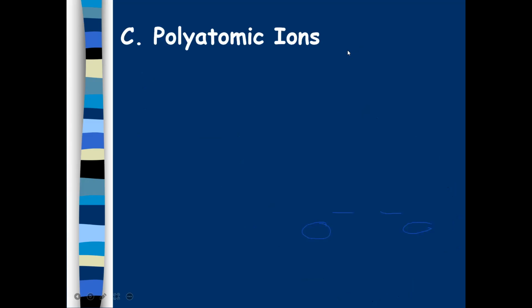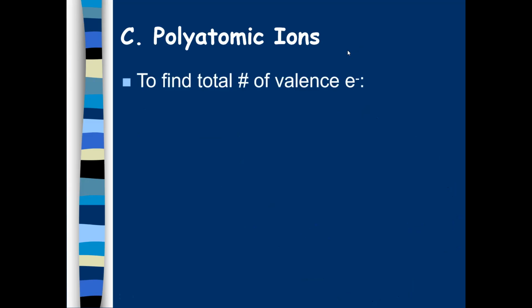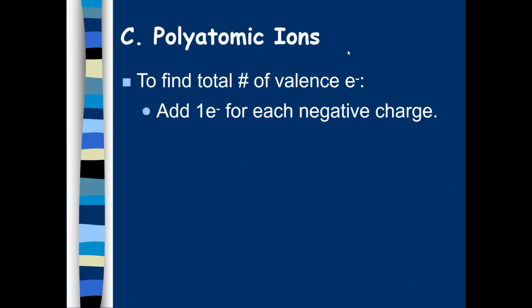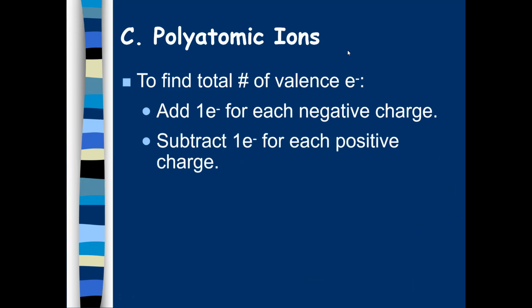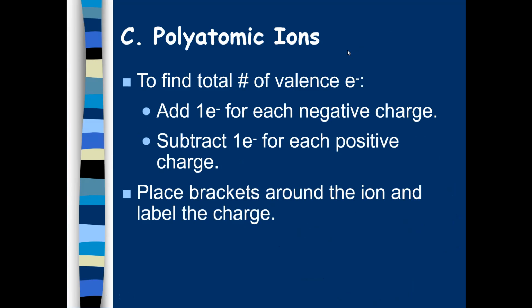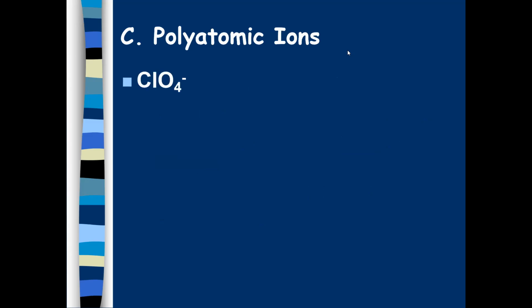and clear that. All right, so now polyatomic ions have an added step. The step for polyatomic ions that you're going to add is your charge. You add 1 electron for each negative charge, and you subtract 1 electron for each positive charge. So, and then to indicate that this is an ion, in fact, you need to put brackets around the ion and put the charge outside of it, like this.